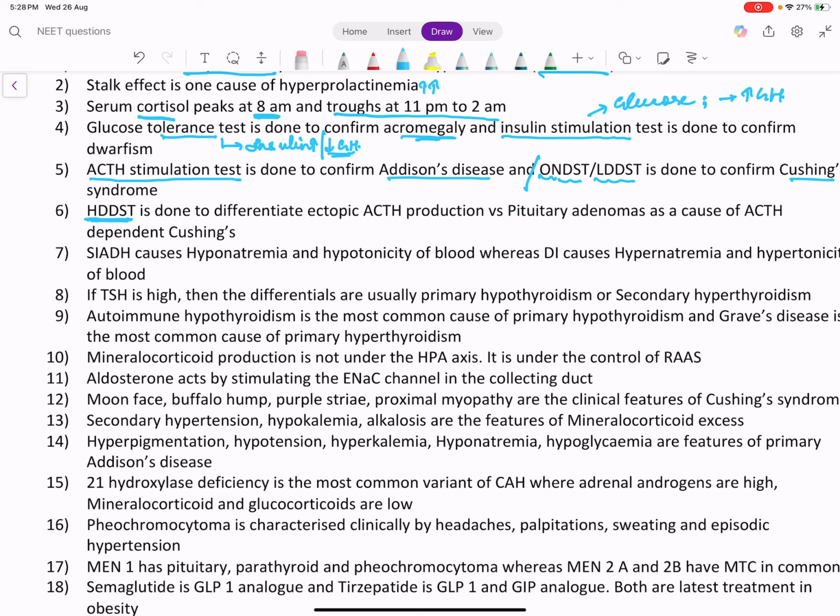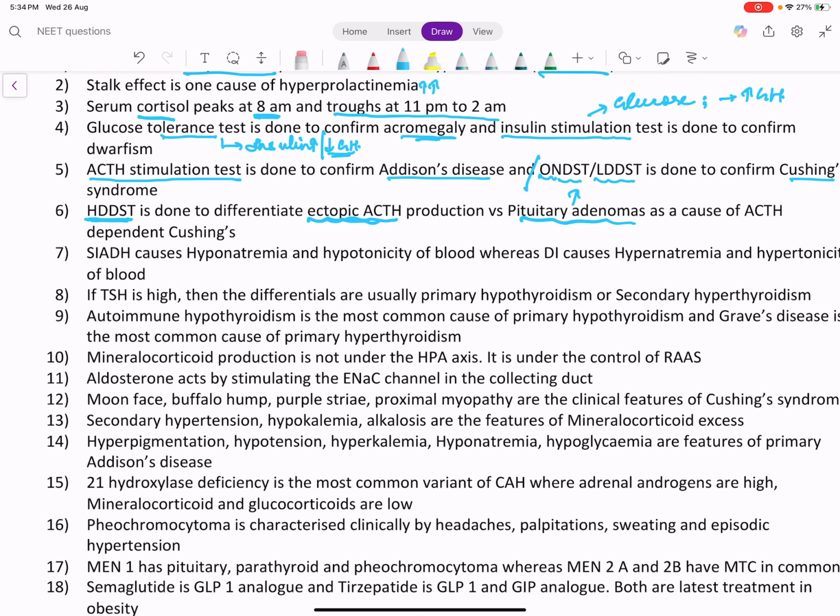Now, what is this high dose dexamethasone suppression test? Once we have confirmed Cushing's syndrome, we have to find out whether the pituitary is producing ACTH or ACTH is produced from another tumor. High dose dexamethasone suppression test should suppress a pituitary adenoma, but it cannot suppress ectopic ACTH. So if there is suppression of ACTH production, it means it is a pituitary adenoma. If the high dose dexamethasone suppression test does not reduce the cortisol and ACTH, it means ACTH is ectopic.